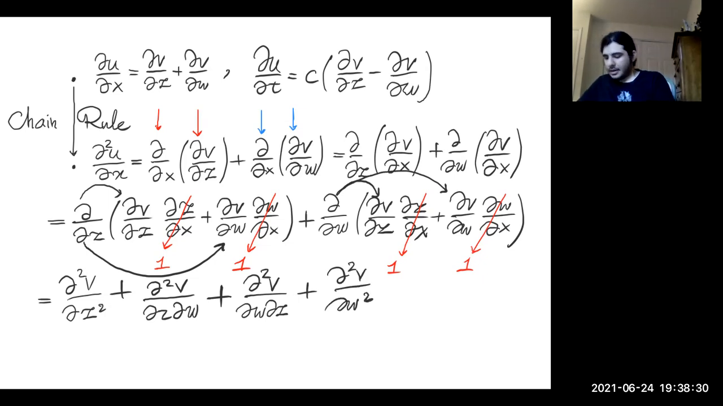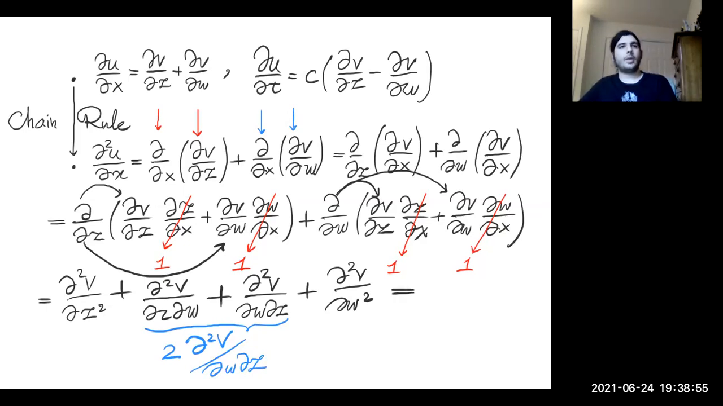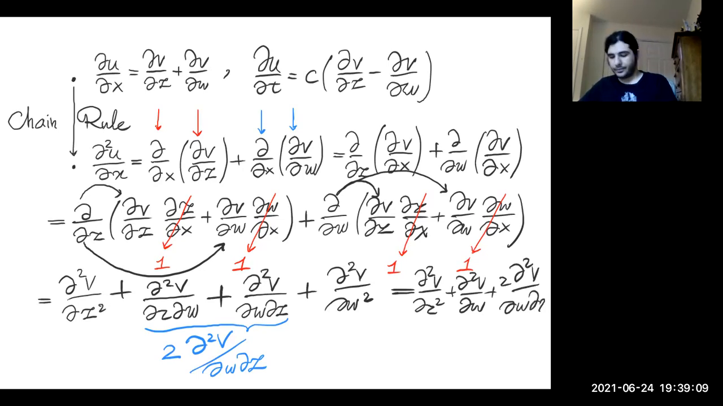Now, again, as I told you, we assume that derivatives commute. So these two terms are the same. Doesn't matter here if we first take derivative with respect to z and w, or first we take derivative with respect to w and z. So these are equal, and they're equal to 2 times, well, one of them. They're the same. Right? So we get second derivative of v with respect to z plus second derivative of v with respect to w plus 2 times derivative of v with respect to w with respect to z.